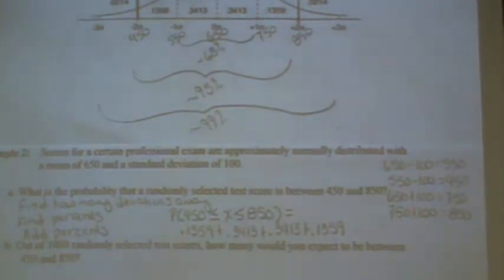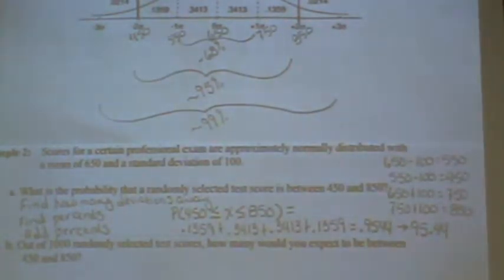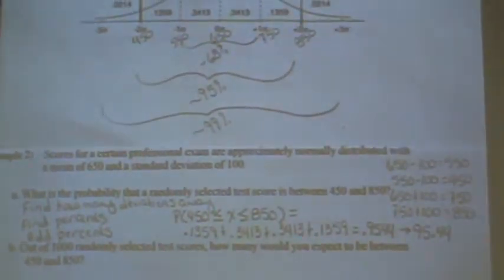So when we add up these decimals, we're going to get 0.9544. And then converting that to a percentage, you're going to multiply by 100 or move the decimal 2 places to the right. And that gives us 95.44%, which, like Trevor said, would be expected because it says that approximately 95% of our area is within that section.